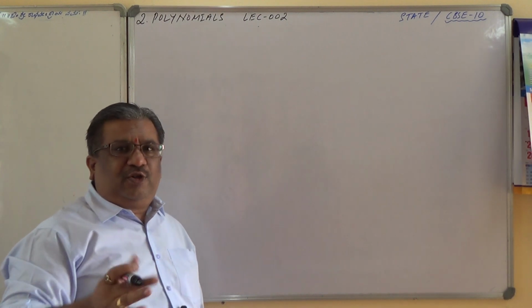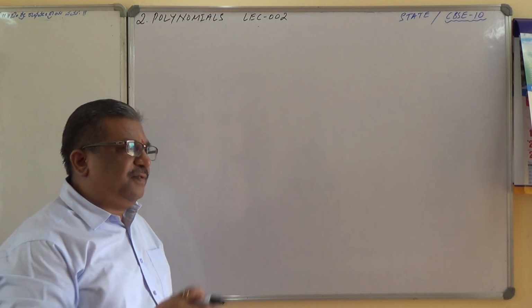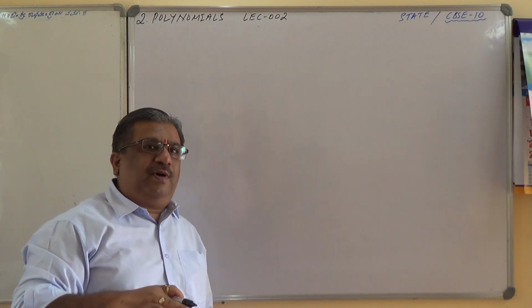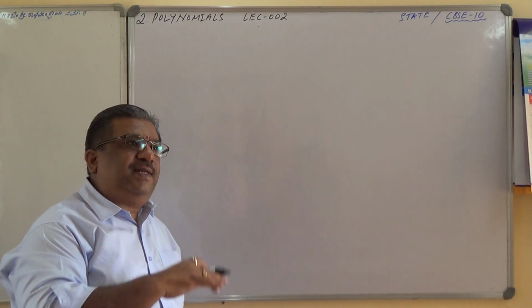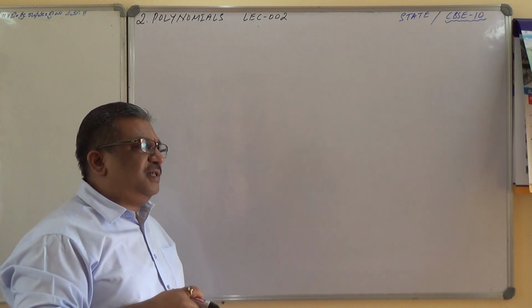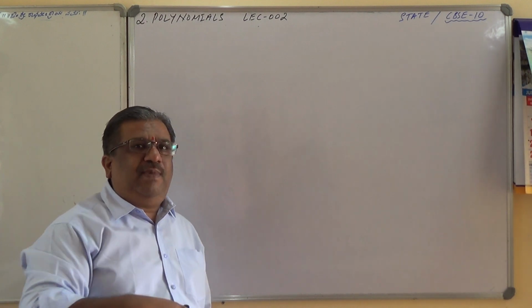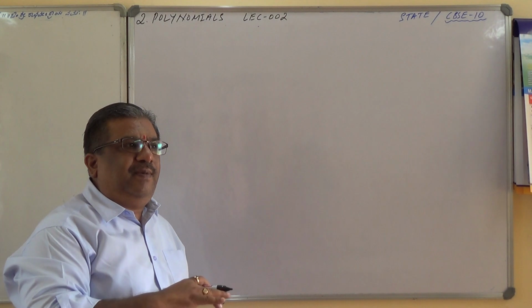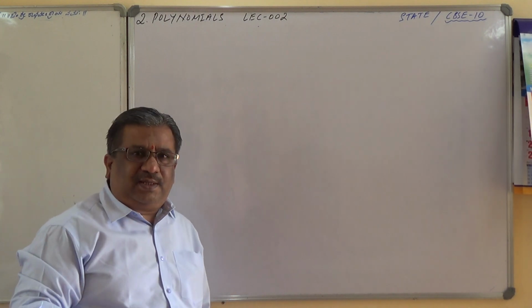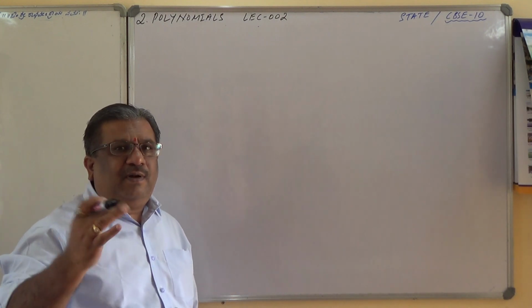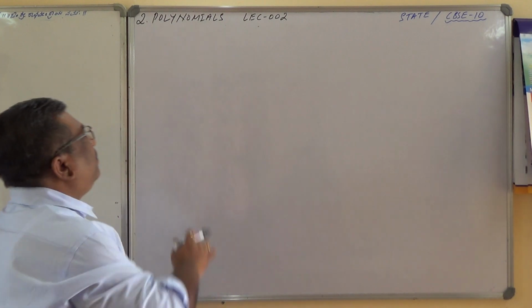Okay, the degree is 2 here, and after solving the numericals I'll go to the cubic polynomial, where again we'll establish the relationship between coefficients and zeros. So for the time being I'll continue with the quadratic polynomial and we'll solve a lot of numericals, and then finally we'll go for the cubic polynomial.